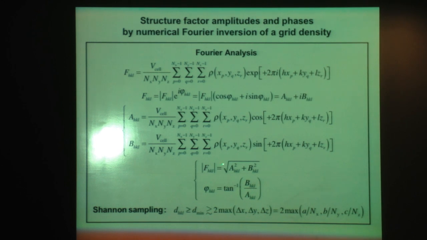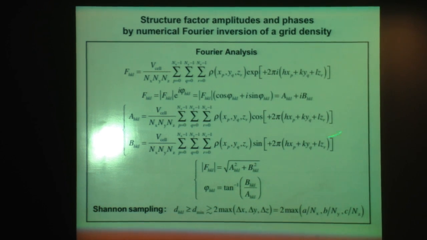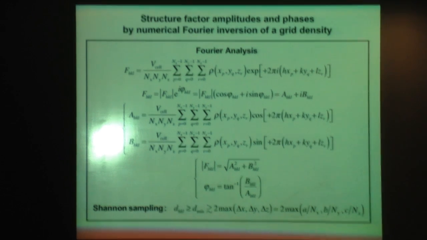Okay? And we have that the magnitude of this structure factor, F HKL, is equal to the square root of the sum of the squares of the A parts and B parts. So this is the way we actually calculate structure factors, and the way we used to do it by hand on paper and with a calculator. Well, we first evaluate the A parts by doing the cosine sums over all these grid points, right? And then the B parts by calculating all these values over the sine terms.